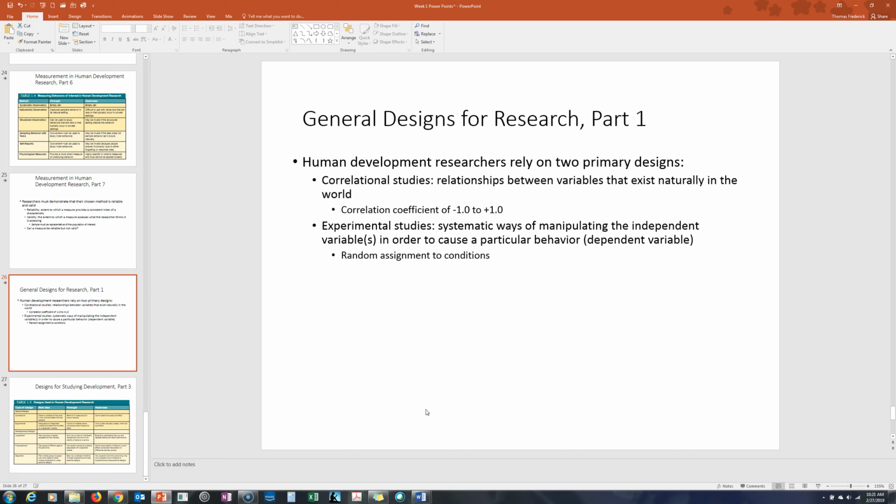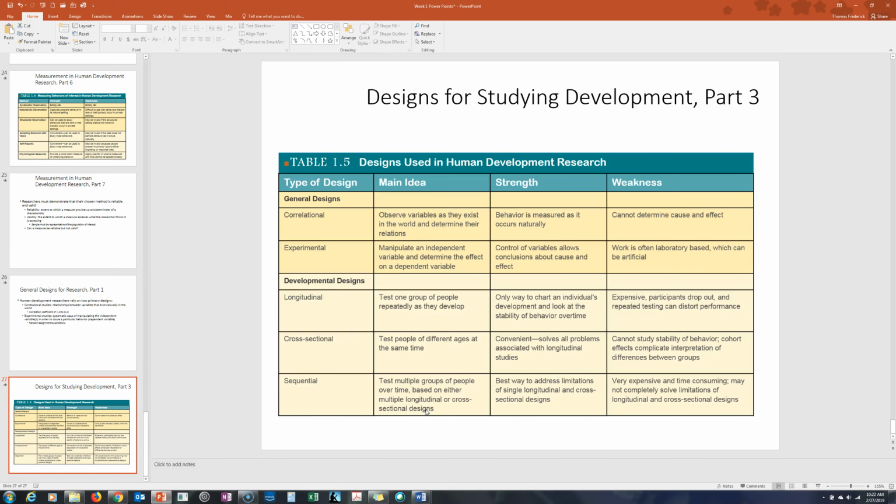And then there are experimental studies, where there's actual manipulation of independent variables to cause particular behaviors. Now, in terms of human development, this is a little bit more challenging because of the embedded context. However, a lot of the attachment research was done in laboratory settings, and there was manipulation of variables. So it is a very important component of human development research. Here's a table laying out some of the things that we've discussed.